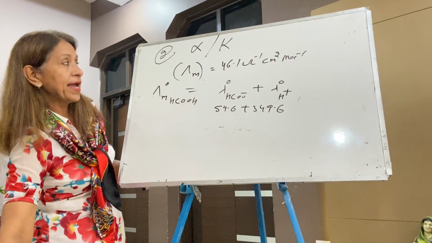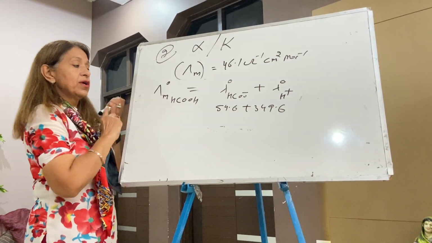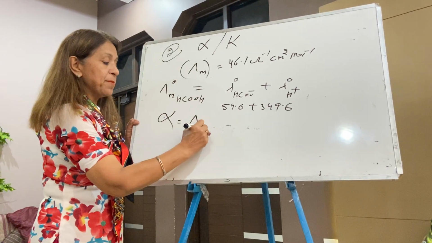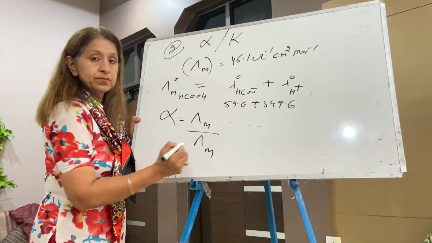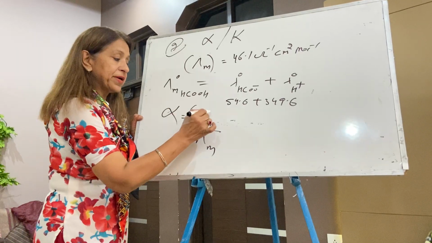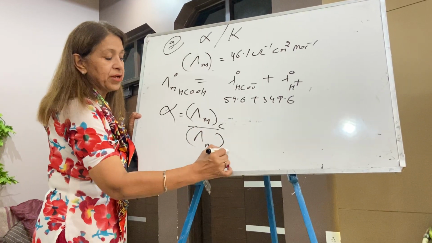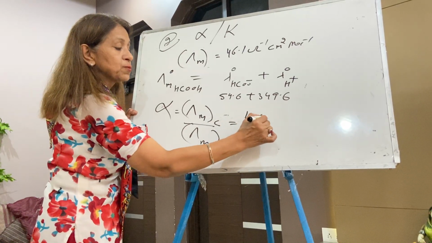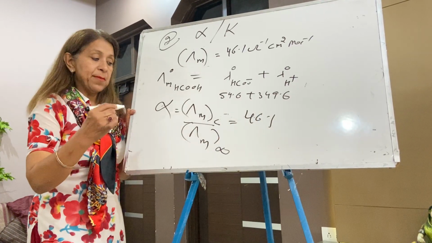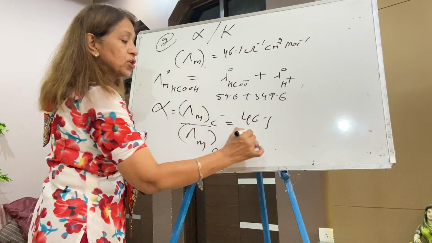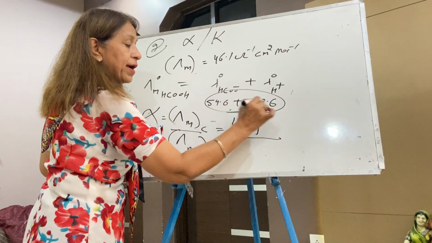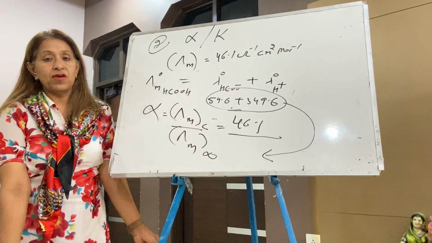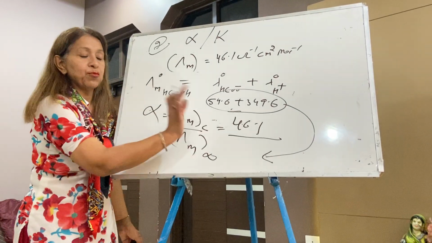After that, you apply this application number 2, that is alpha, right? And the formula: alpha is equal to lambda m by lambda m naught. Lambda m at a particular concentration is given as 46.1, and lambda m at infinite dilution is your sum. I think you must have taken the addition, you can put it here. This is your alpha.